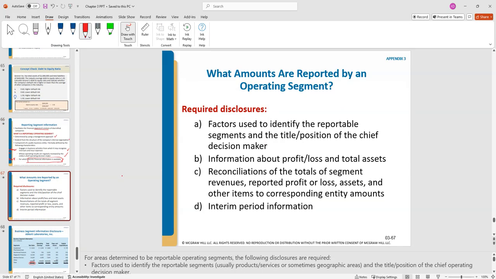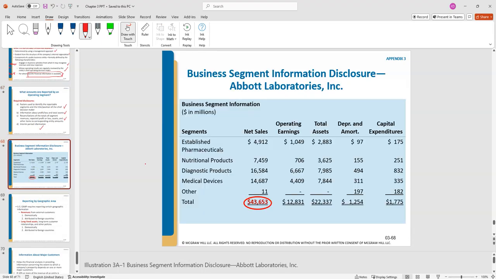So it says, what amounts are reported by an operating segment? There are certain required disclosures. Factors used to identify the reportable segments and the title and position of the chief decision maker. Obviously, information about the profit and loss of that segment. We need to reconcile from the segment to the overall financial statements, including any interim period information.